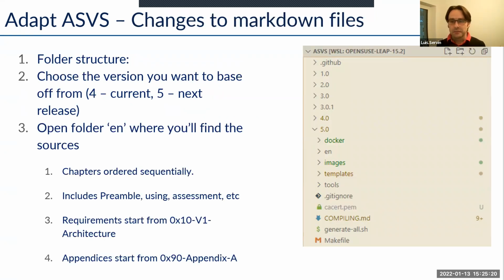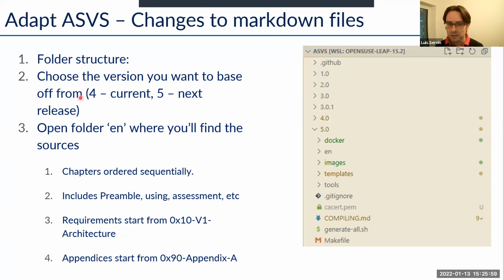So if we look at the directory structure of the GitHub repository, you will see this folder structure. We have the legacy folders, 1, 2, 3, 4, which is current, and 5, which is next. I will be working off of 5 because this is where they decided to merge my change. And you will see that we have a Makefile, we have an instruction on how to compile, and we have templates, a Dockerfile, and a directory called EN for English.